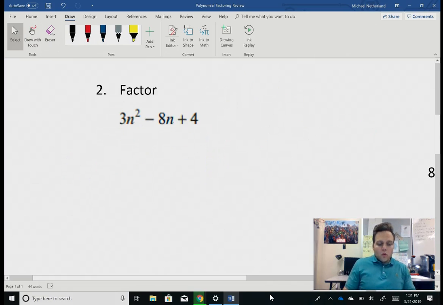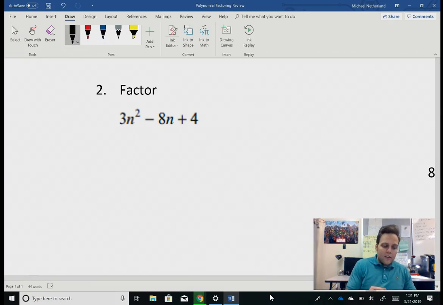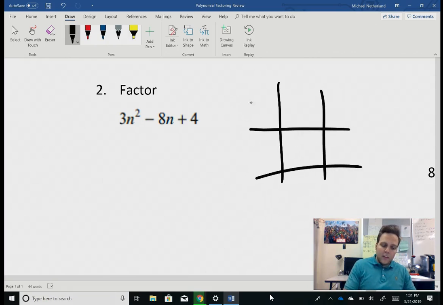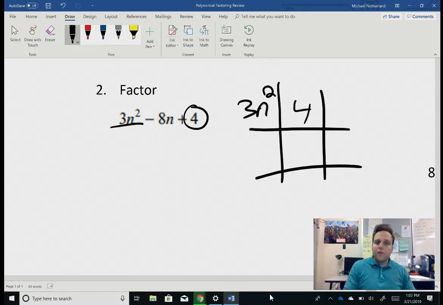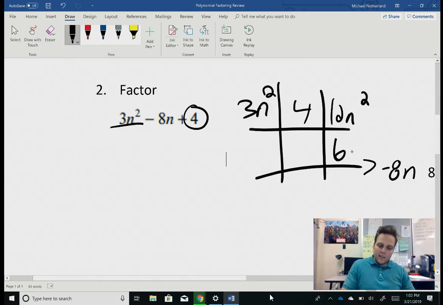So number two, once again, it's factoring. It's three terms. So guys, we're going to dive into this the exact same way. We're going to draw a tic-tac-toe box. We're going to put the quadratic term in the top left, put the constant term in the top middle. Then to get the top right, I will multiply the two. So 3n squared times 4 is 12n squared. Then out here to the side, I put my linear term, which is -8n. So I need two numbers that multiply to 12n squared but add to -8n. That is -6n and -2n.